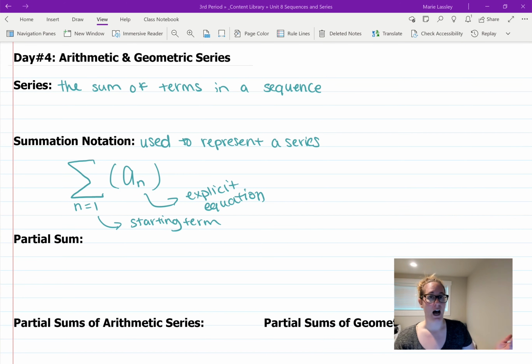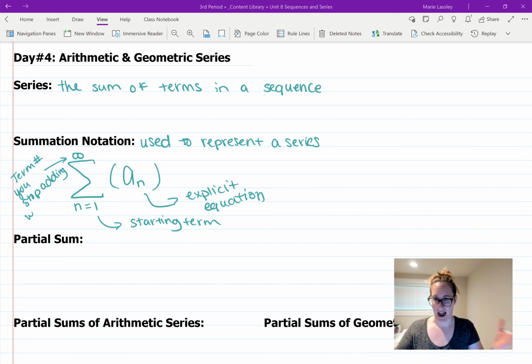Whatever goes on top can be anything, even infinity. I'm just going to put infinity because that happens more often than not. Whatever number is at the top is the term number you stop adding with. It's the ending term that you're adding up. So if you wanted to add up terms 10 through 30, you would do n equals 10 on the bottom and put 30 at the top. The bottom is the starting point, and the top is the ending term.